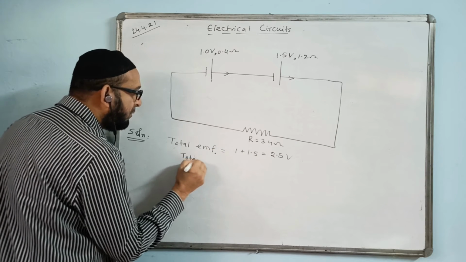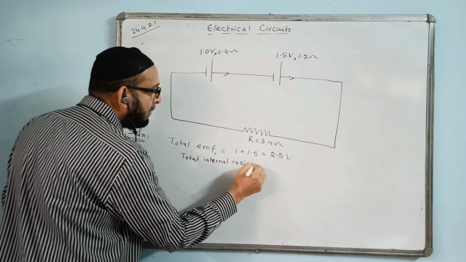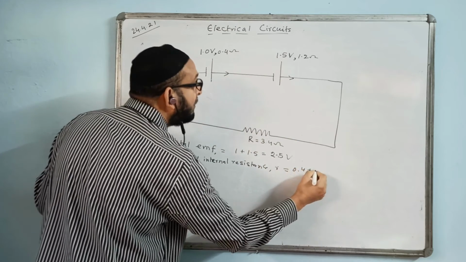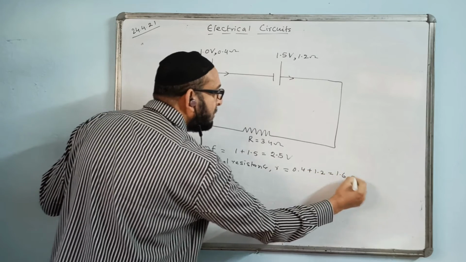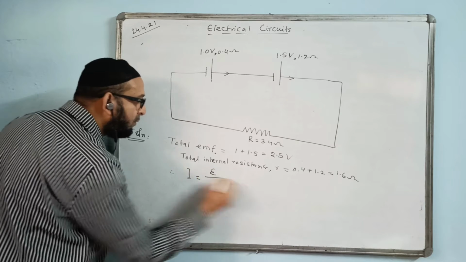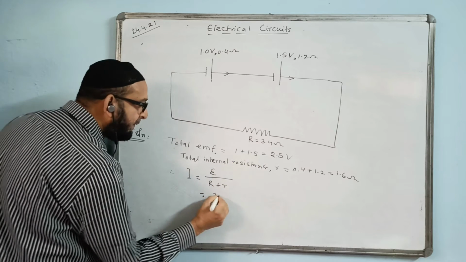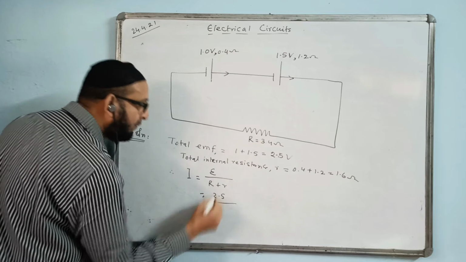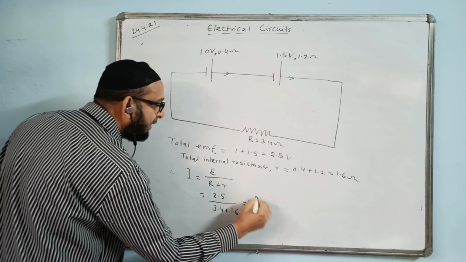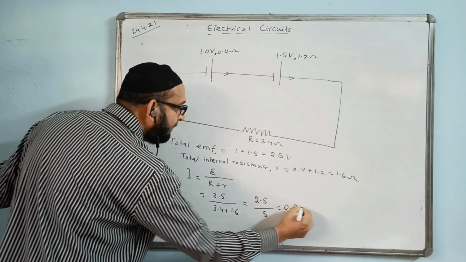Total internal resistance r will be the addition of the two internal resistances, 0.4 plus 1.2, which comes to 1.6 ohm. Therefore, we find current I, the formula is E by R plus r. Total EMF is 2.5, capital R is 3.4 plus 1.6. Now we find the answer: 2.5 over this plus this, which becomes 5. So the answer is 0.5 ampere.